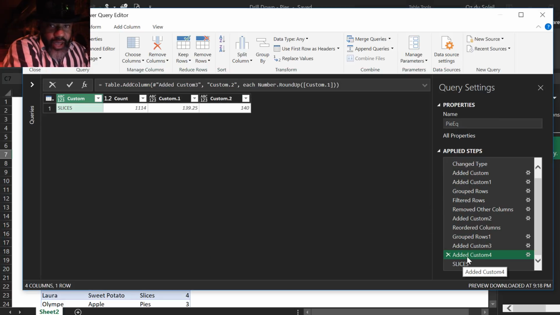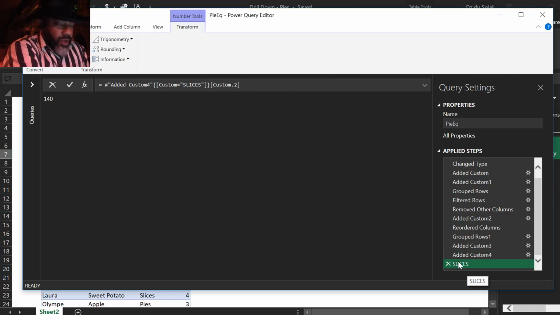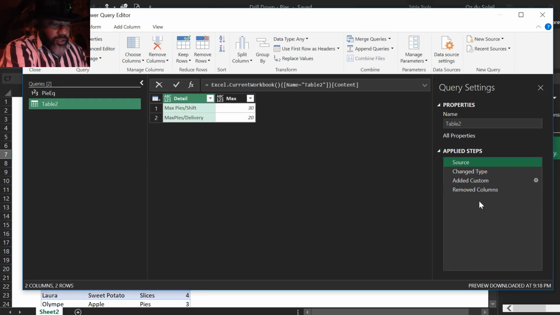Okay. At this 140, that's where I do the drill down. Here, right click, drill down, okay, and that is this value, 140 equivalent pies. And this query is called pie EQ for pie equivalent. So this is the table that tells us our maximum capacity.